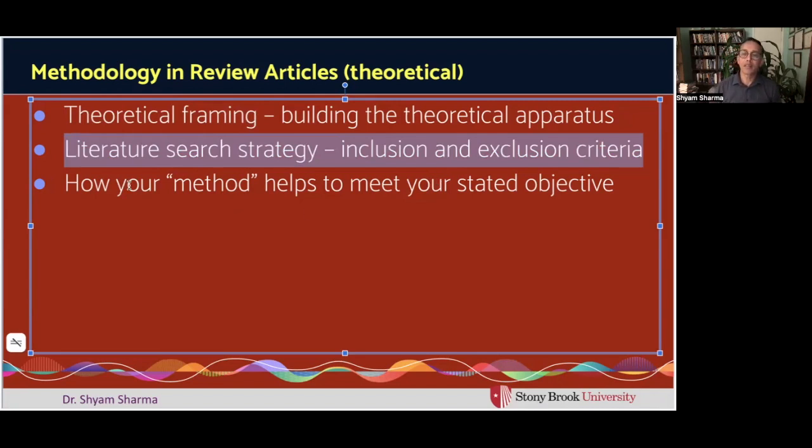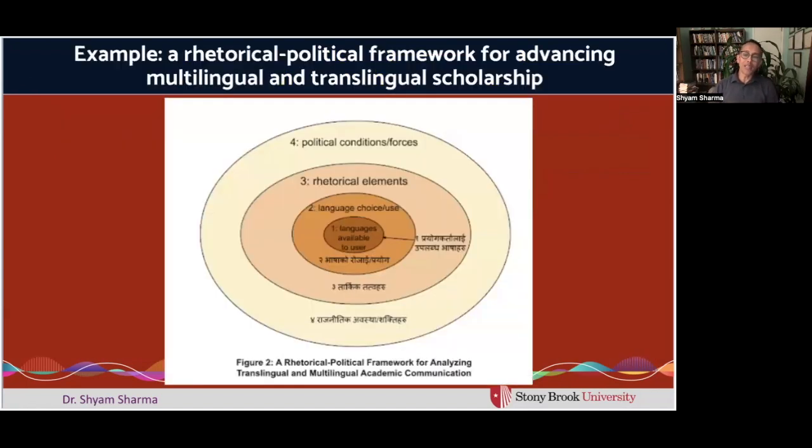And finally, the thing that you really want to do in theoretical articles is show how your method helps to meet your stated objective. Here too, exactly like in empirical studies, you need the right tool to study the right problem. Here too, you need to develop the right tool to discuss and explore the right problem. Here's a quick example of a theoretical framework.